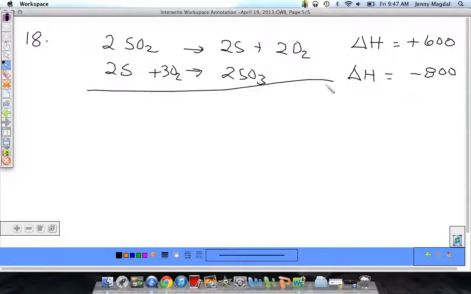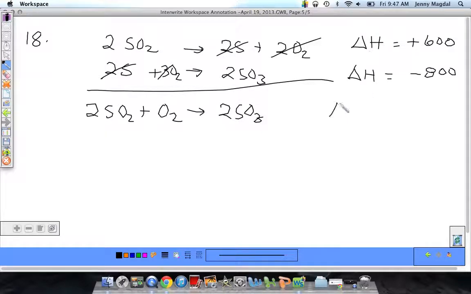I can double check, make sure I did this right. My 2 S's are going to cancel out. One of my O2's is going to cancel out here, or 2 of them are going to cancel out there, leaving me with 1. So I'm going to have 2 SO2 plus O2 goes to 2 SO3, and my delta H will be the sum of these values, which is negative 200. So my answer is A.